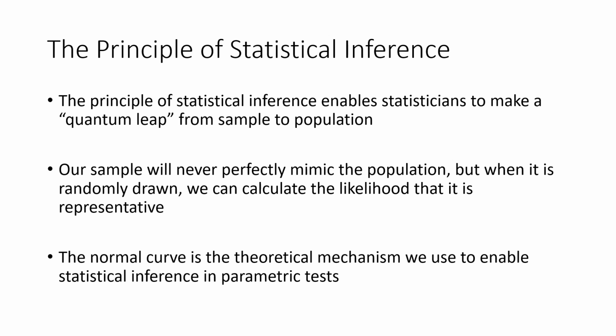And the way in which we calculate this mathematically is through something called the normal curve. It's also sometimes referred to as the bell curve. So the normal curve is the theoretical mechanism that we use to enable statistical inference in parametric statistical tests. So inference, just to reiterate, refers to the ability of the statistician to generalize from a sample to a population.